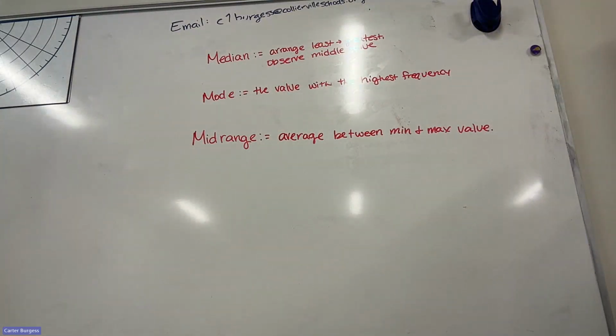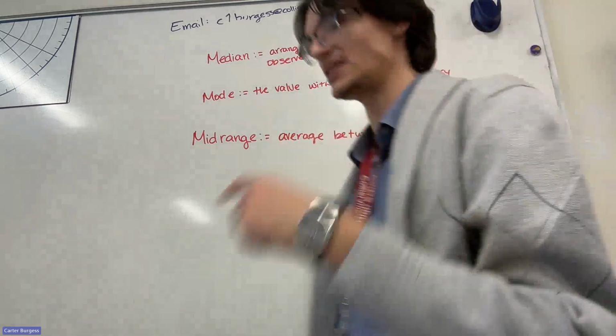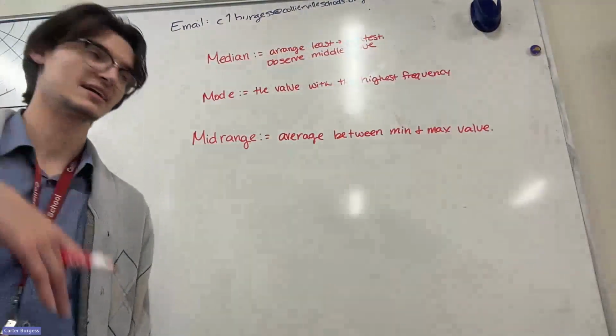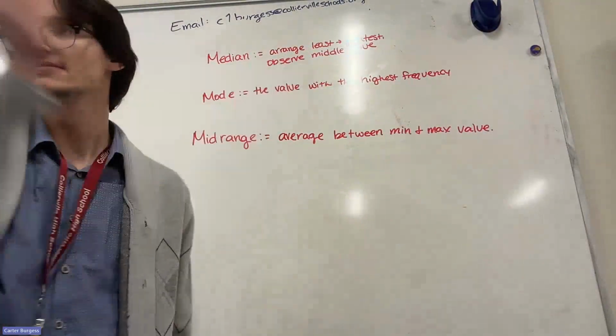So for instance, what's the minimum value from this data set? What's the largest value? 9. Average of 1 and 9 would be 5. 1 plus 9 is 10 divided by 2 would be 5. Done.